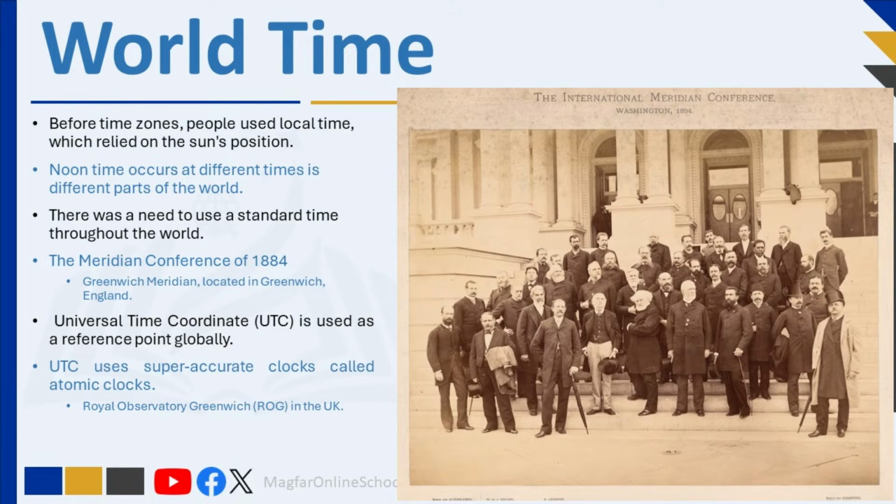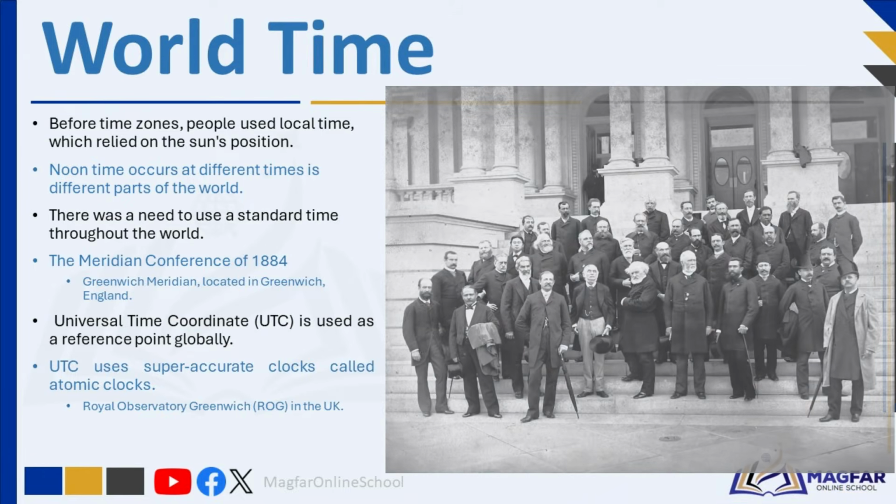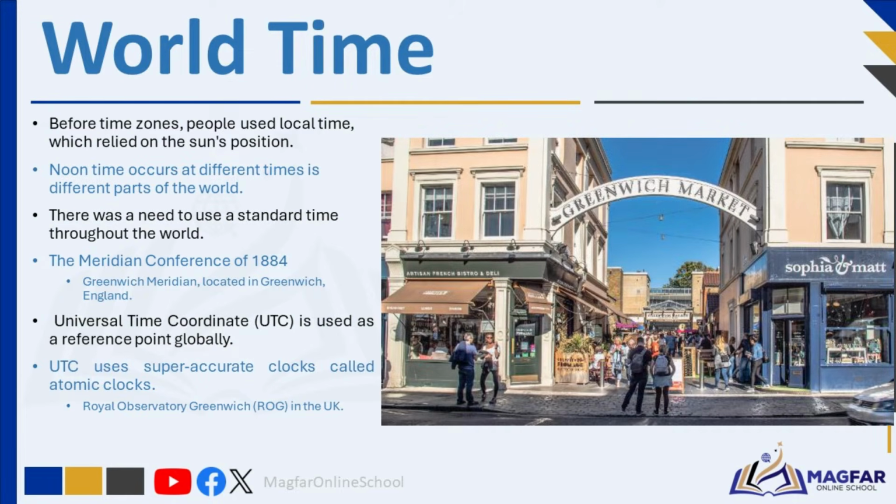The Meridian Conference of 1884 was a significant international gathering held in Washington, D.C., which aimed to address the issue of standardizing timekeeping around the world. After a lot of discussions, the conference adopted the Greenwich meridian, located in Greenwich, England, as the prime meridian, having a line of longitude of 0 degrees passing through it.